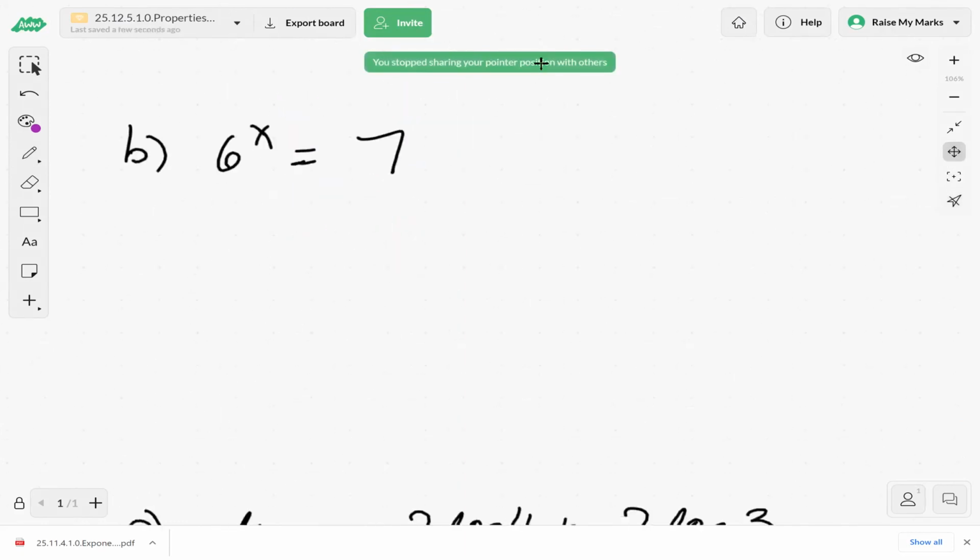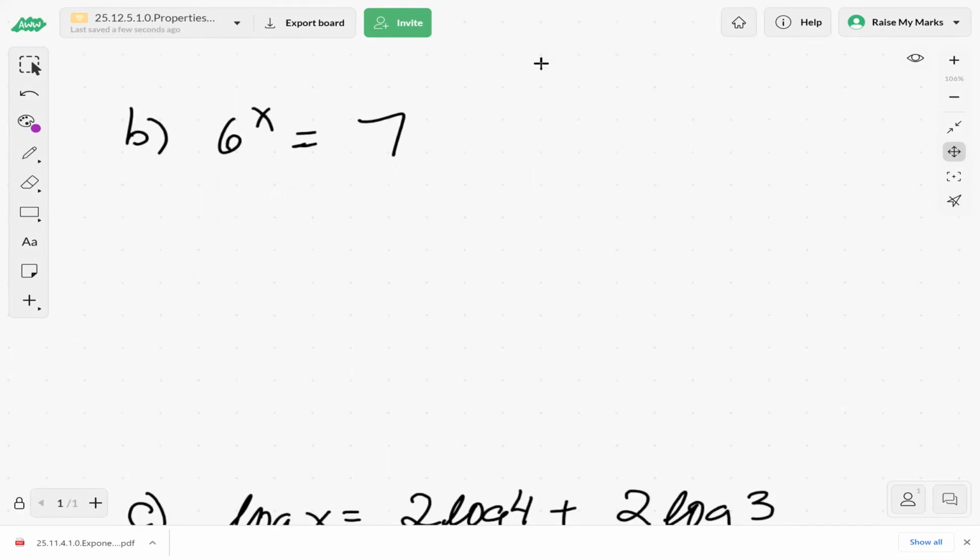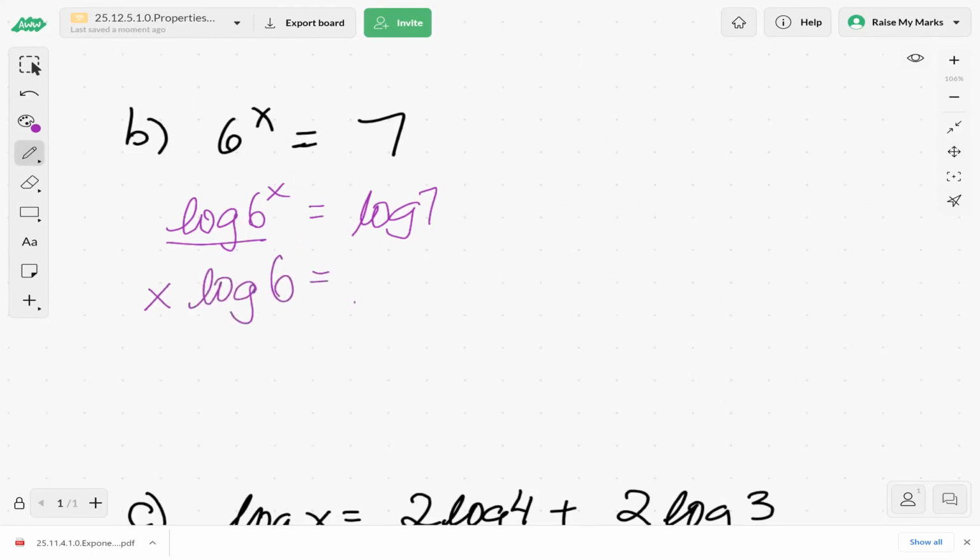All right, so let's look at the second question. Part B, 6 to the power x equals 7. So we can take logs of both sides. Why don't we do that? We can use properties of logs, which on the left-hand side brings x down. So we have x times log 6 equals log 7. And then we can solve for x, and we get x equals log 7 divided by log of 6.